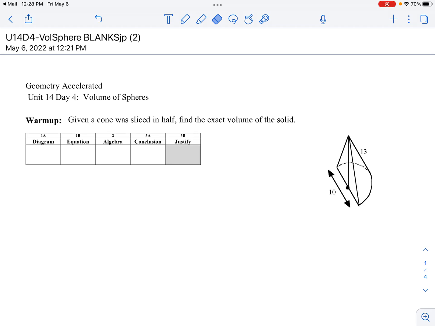Today, you're going to be learning how to find the volume of spheres. This should be pretty easy to learn, especially through a video, being it's just a formula.